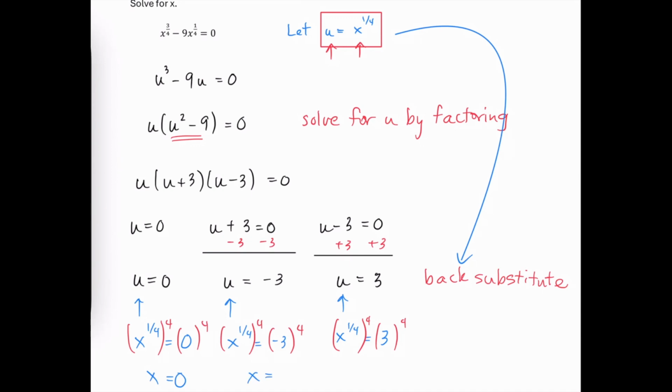X is equal to negative 3 to the 4th power is positive 81, and positive 3 to the 4th power is also positive 81, and these are our three solutions, all of which would check back into the original equation and make a true statement. Now, 81 occurs 2 times. We don't really have to duplicate that answer. We could just say that there are two unique solutions, x is equal to 0 and x is equal to 81.